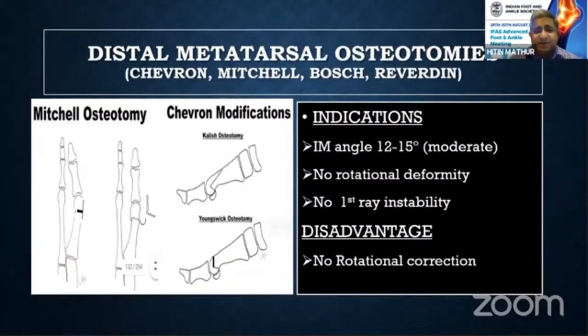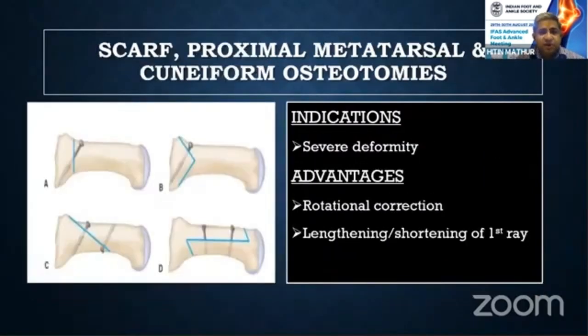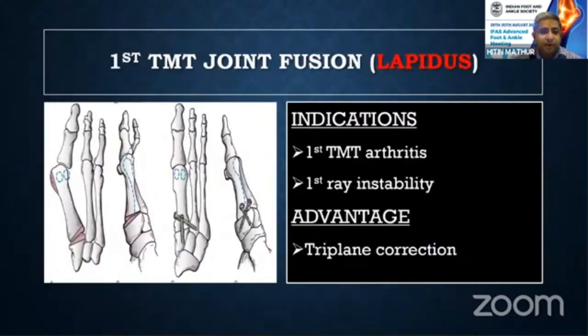The distal metatarsal osteotomies, there are a number of them, with different modifications and different names. But they are mainly indicated for moderate deformity, and the disadvantage is that they do not offer a rotational correction. The scarf, the proximal metatarsal, and the cuneiform osteotomies are indicated more for a severe deformity, and they have the advantage of offering a rotational correction as well as some lengthening or shortening of the first ray.